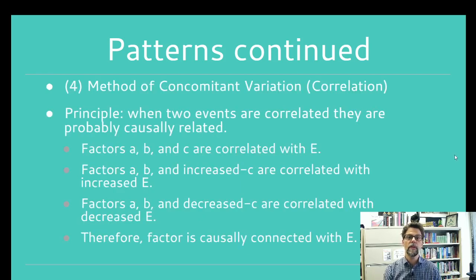And lastly, we get the method of concomitant variation. This one's an important one. You see this a lot, especially in scientific studies around health and medicine. So this is when two events are correlated in the right way, they're probably causally related. Maybe you've heard someone say correlation doesn't imply causation. That's not true if it's the right kind of correlation. And that kind of correlation is concomitant variation.